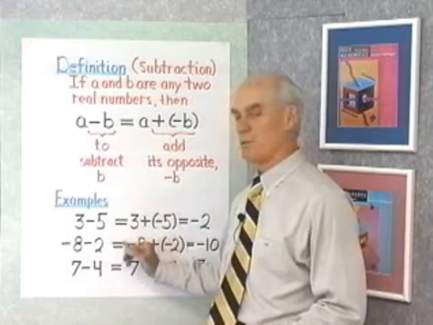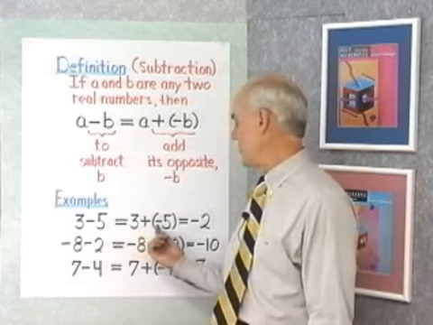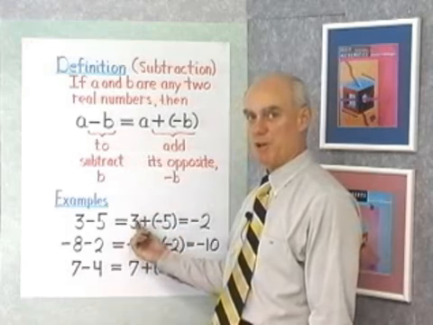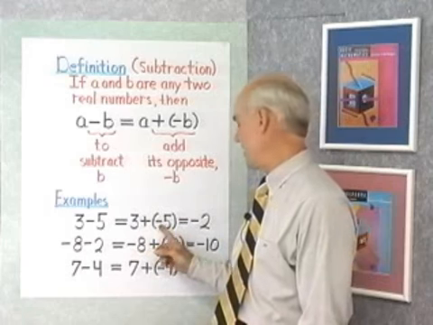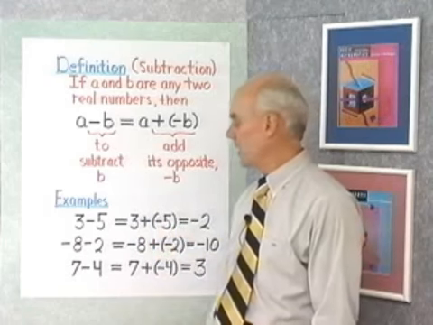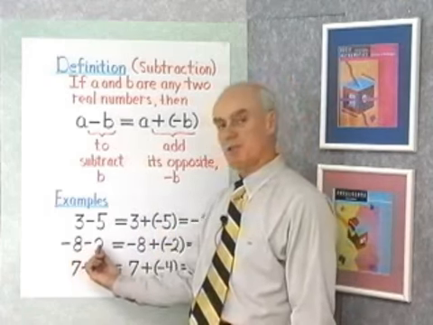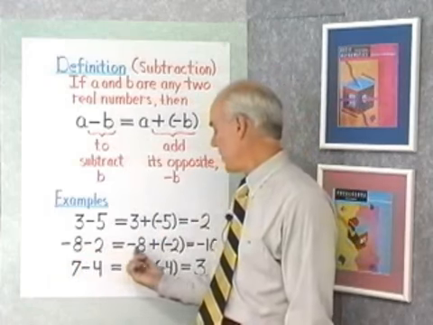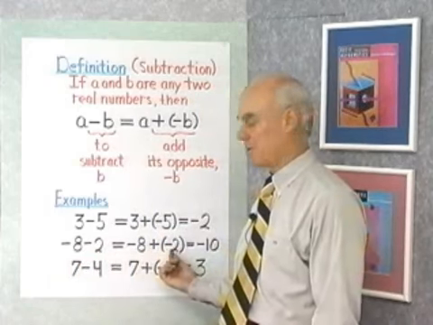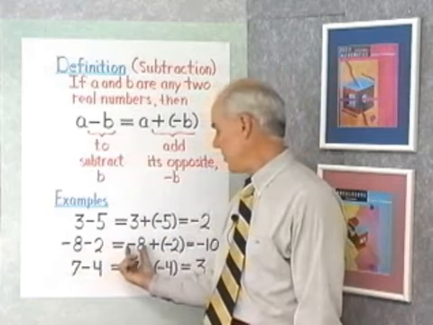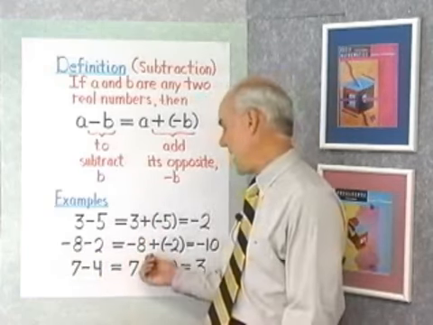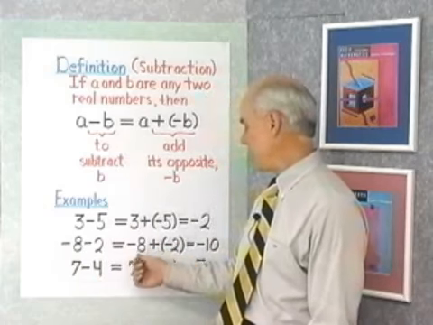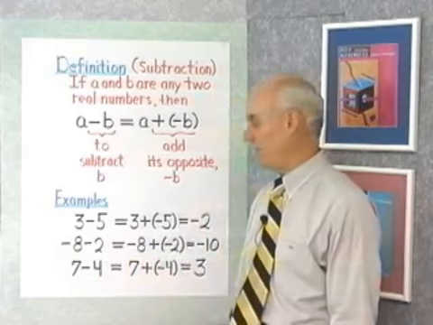Now I simply use my rules for addition. The two numbers have different signs, so I subtract the smaller absolute value from the larger. I get 2. The sign of the larger absolute value is negative, so the answer is negative. Negative 8 subtract 2. Instead of subtracting 2, I'm going to add its opposite, negative 2. Notice that my negative 8 in the beginning here doesn't change at all. It's simply the number that I'm subtracting that I add the opposite of. Now negative 8 plus negative 2, negative 10.